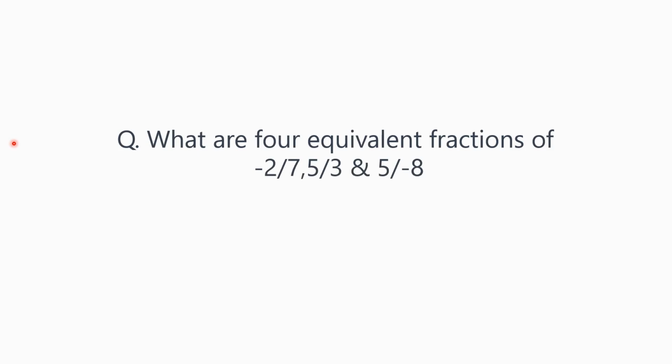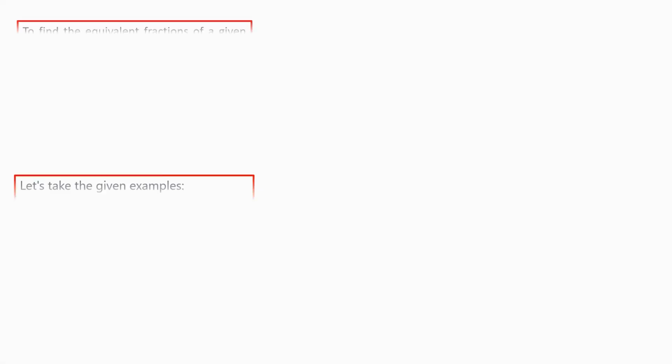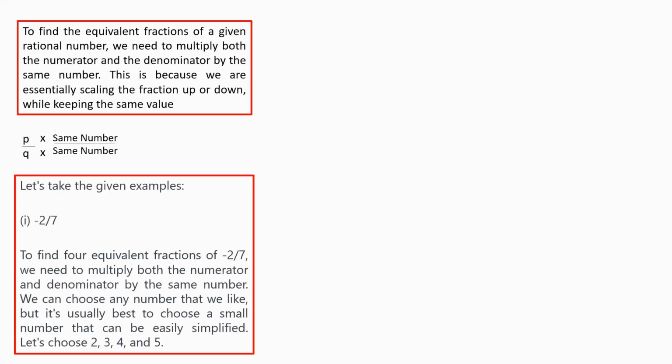Provide 4 equivalent fractions for each of the following: -2 by 7, 5 by 3, and 5 by -8. To find equivalent fractions of -2 by 7, we need to multiply both the numerator and denominator by the same non-zero integer. This does not change the value of the fraction, but it gives us a different way of writing it.